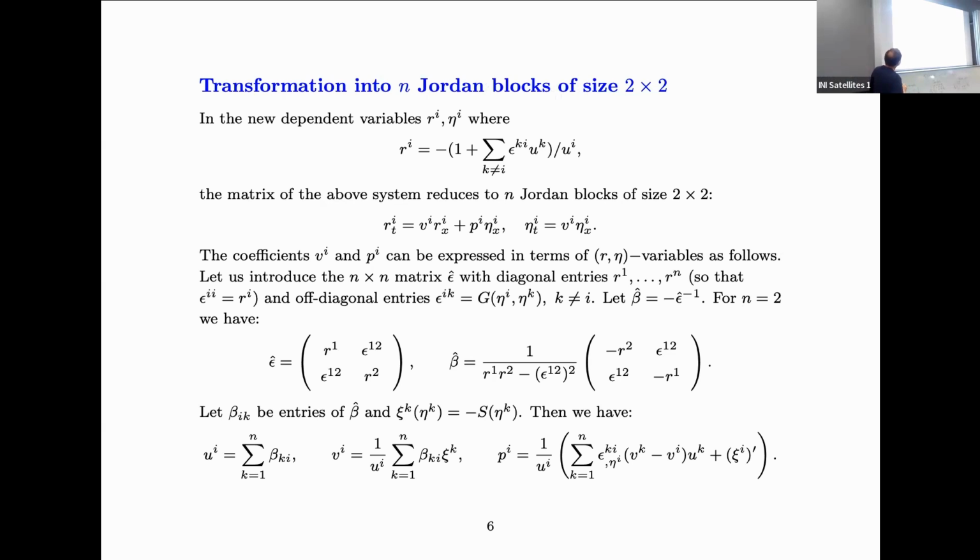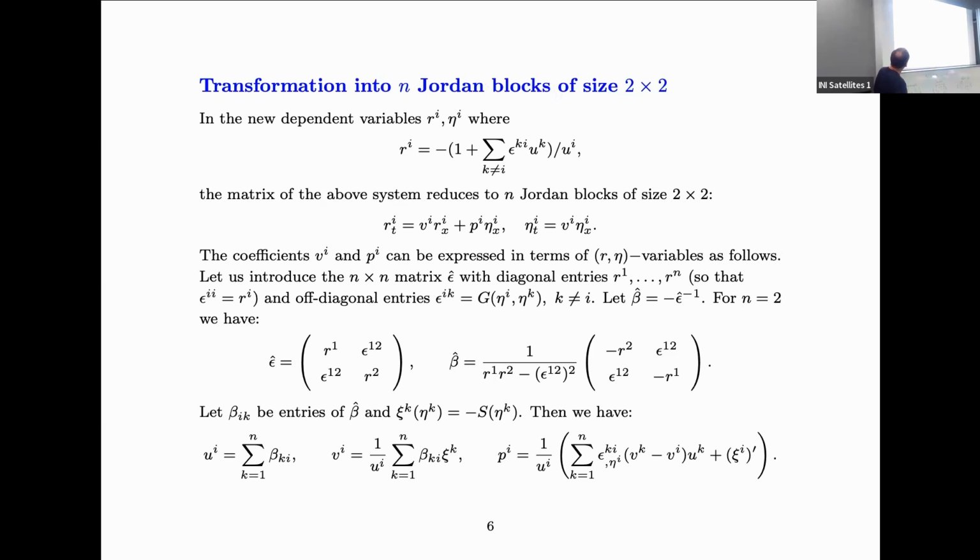So in these variables r^i, eta^i, where the r^i's are defined by this formula, we have these equations. So n 2 by 2 Jordan blocks, and I need to specify these coefficients v^i's and p^i's as functions of r's and eta's. And okay, there are explicit formulas.